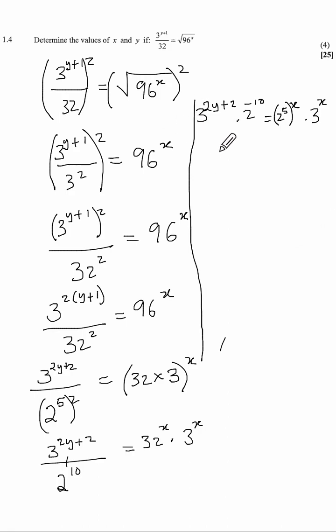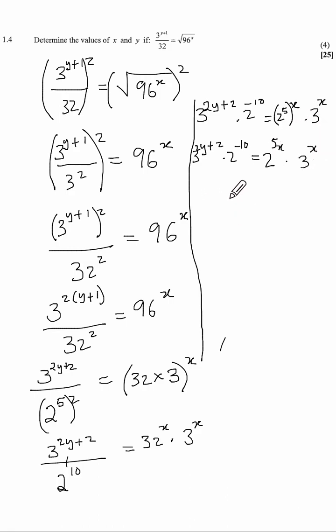And then I just want to deal with this here, to the power 5 inside and power x outside. So then it would be 3 to the power of 2y plus 2 by 2 to the power of negative 10 equal to, if I have a power inside and a power outside, I multiply the powers. So it would be 2 to the power of 5x by 3 to the power of x.